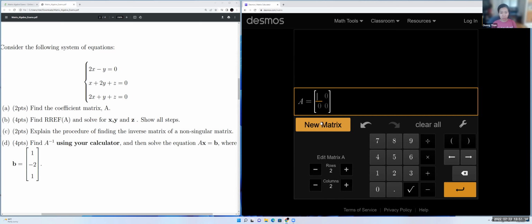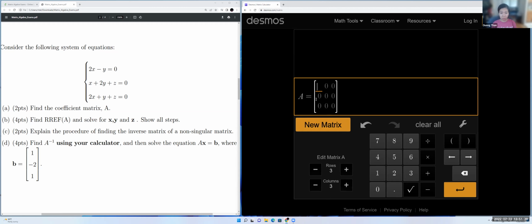You want to click on the new matrix. A, you should start with A. And because we have 3 variables and 3 rows, that means the coefficient matrix has to have 3 rows and 3 columns. Remember, each of the columns represents each of the variables.